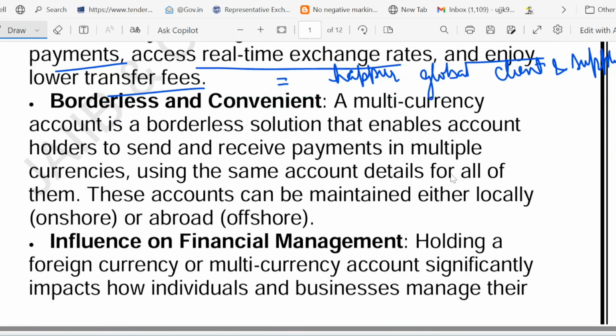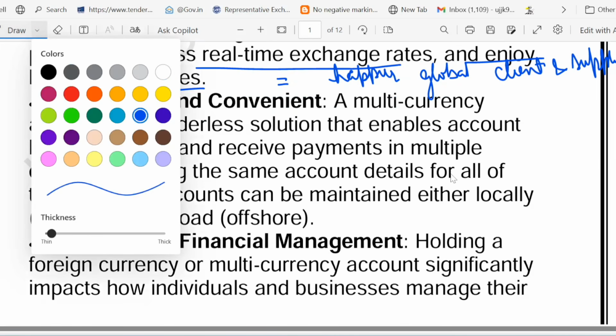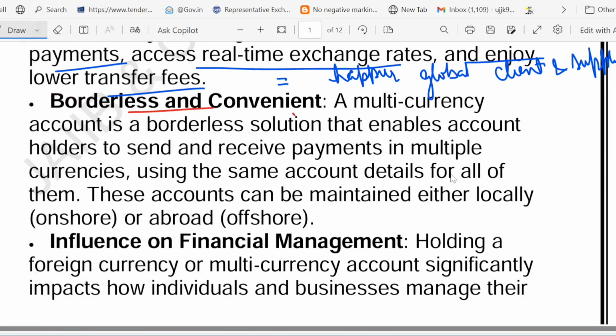Then comes borderless and convenient. What is the meaning of this term? Basically, it is one account, multiple currencies, so no need for separate accounts in each currency. For example, suppose there is a freelancer in India who gets paid in dollar, euro, and GBP. Instead of three different banks, one multi-currency account holds all three with a single IBAN for easy transfer.